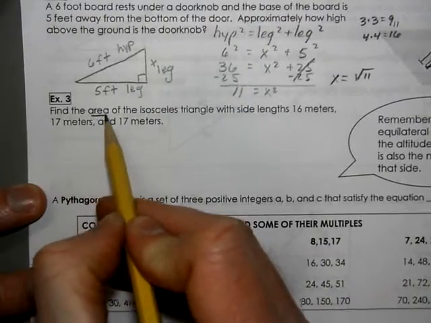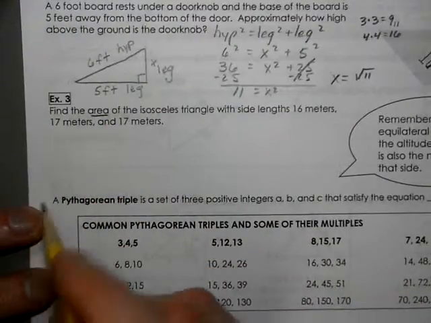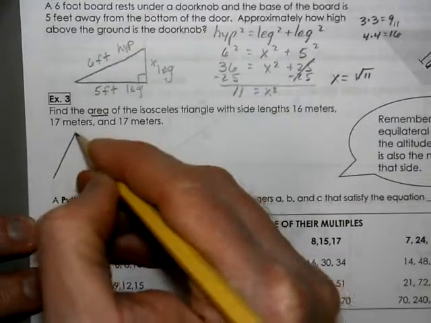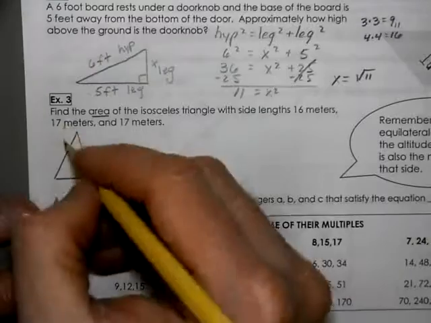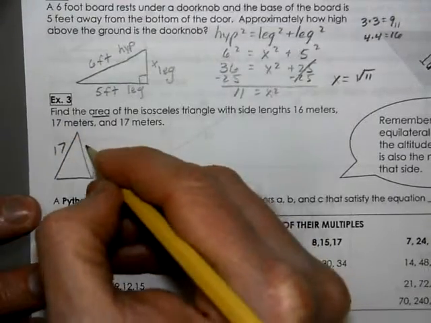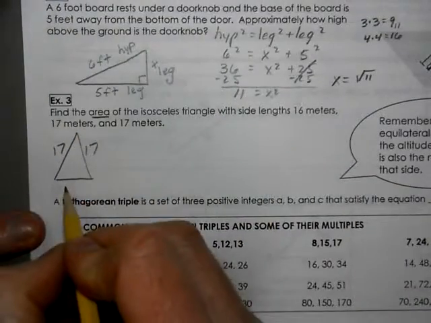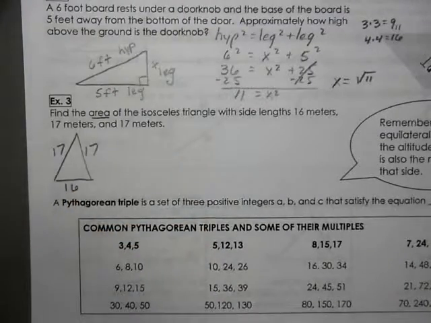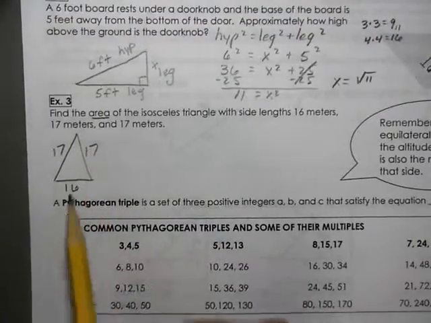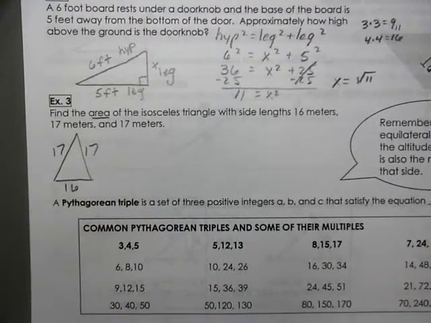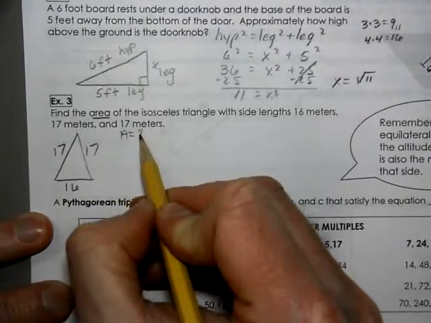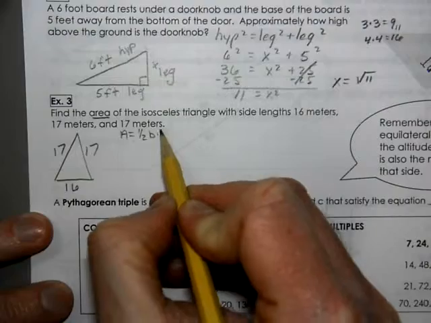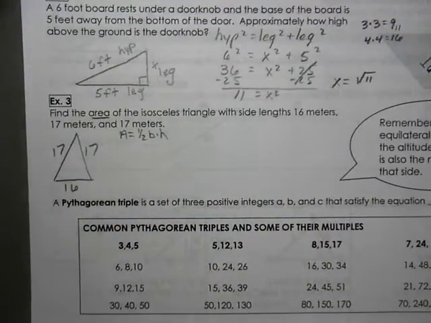Now we're going to find the area of an isosceles triangle. So we'll start out with the triangle. We know two of the sides are 17. The other side is 16. So to answer the question of what's the area, we need to know that half of the base times the height is how you calculate area.